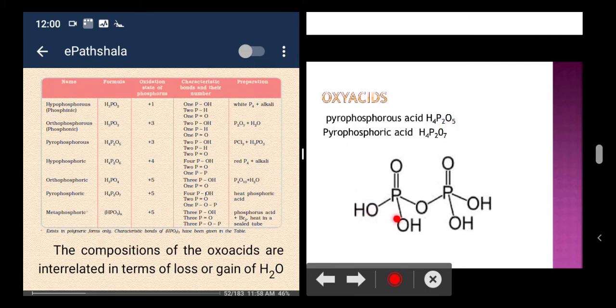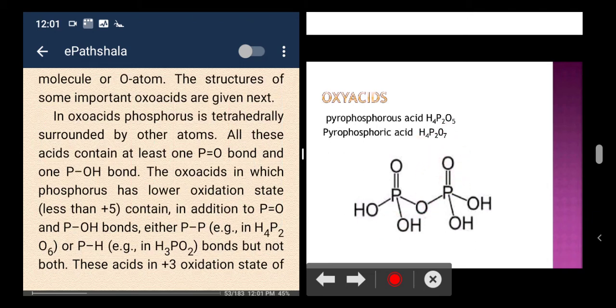Here we need to write 2 hydrogen on both sides, and how many oxygen? 5. 1, 2, 3, 4, 5 and 6. If it is for 5, you need to write 4 and 4 plus 1. One oxygen will be removed here and one oxygen will be written with the double bond. This is a common thing that should be written, and P2O5 will be like that.